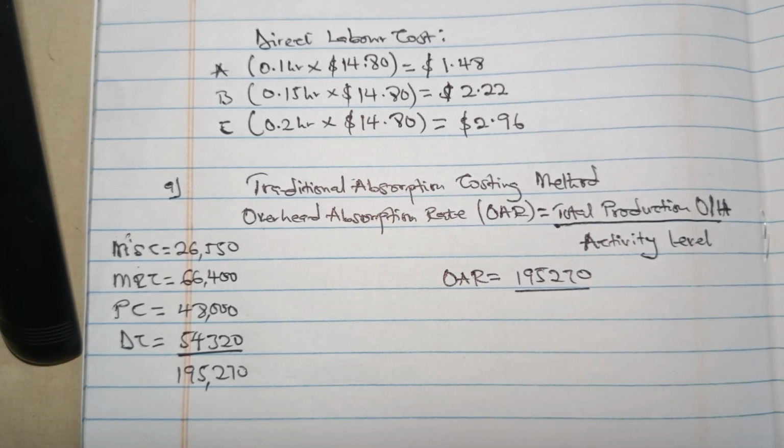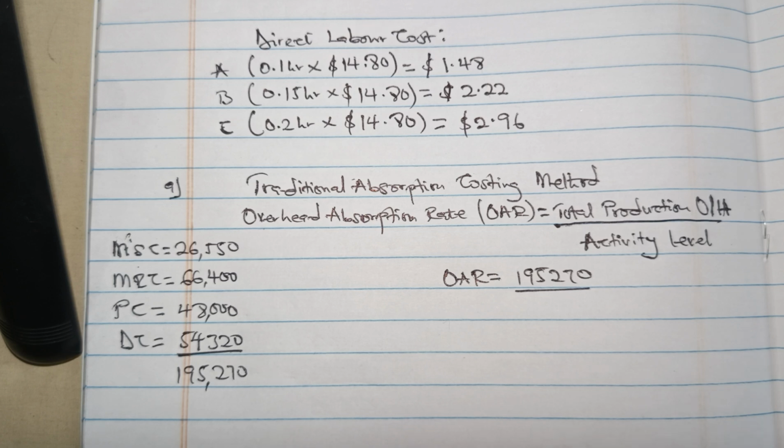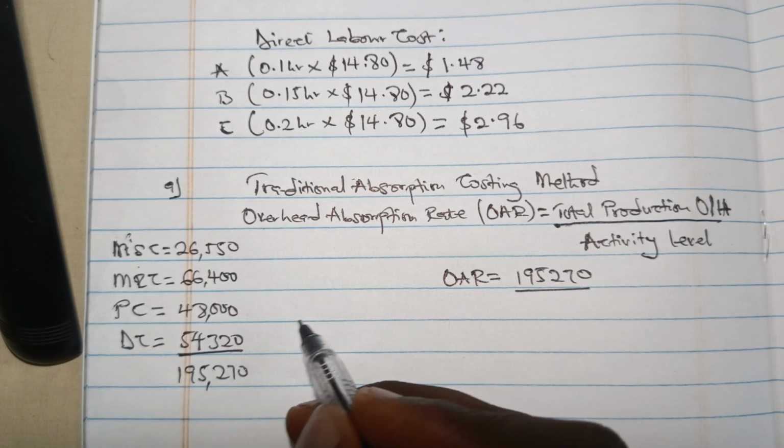Now the activity level in the traditional absorption costing could be the labor hours or machine hours. If you read the question very carefully, it says that we should use direct labor hours as our basis. So our activity level is going to be the direct labor hours. For that, we have to find the total hours used in producing product A, B, and C, then we sum them together.